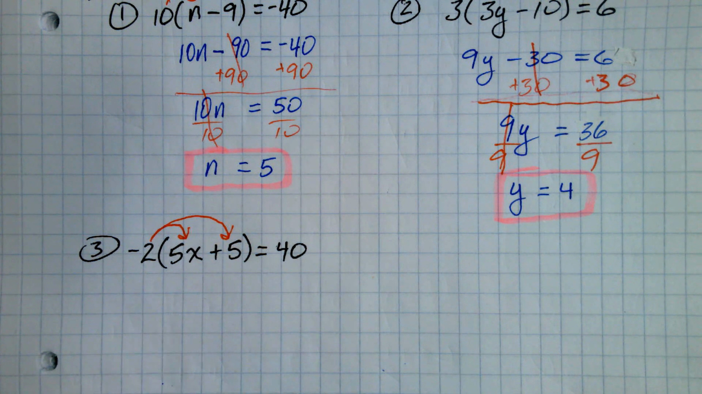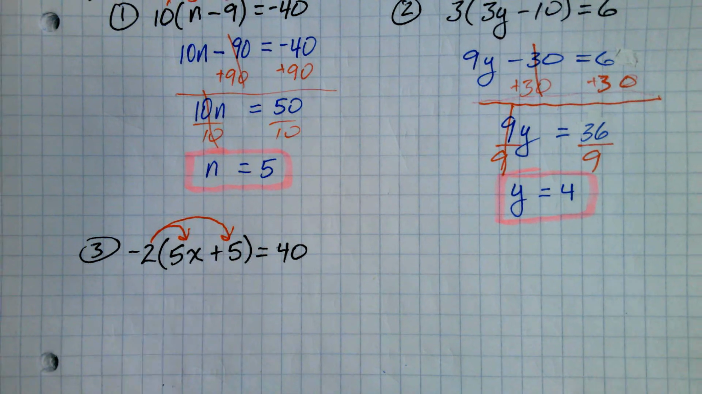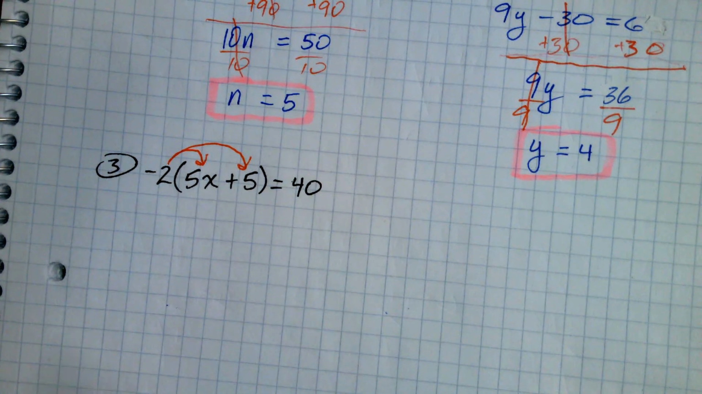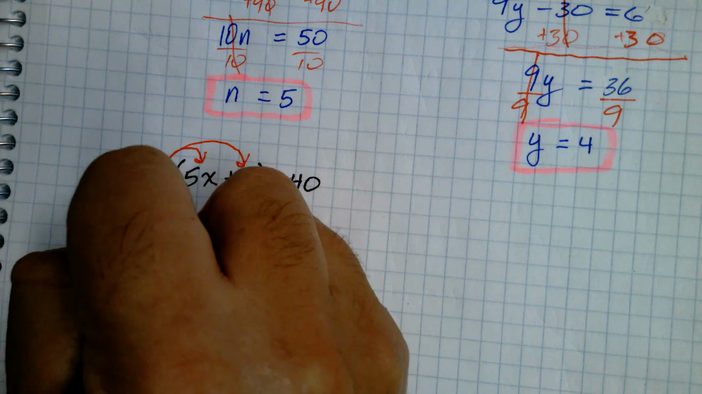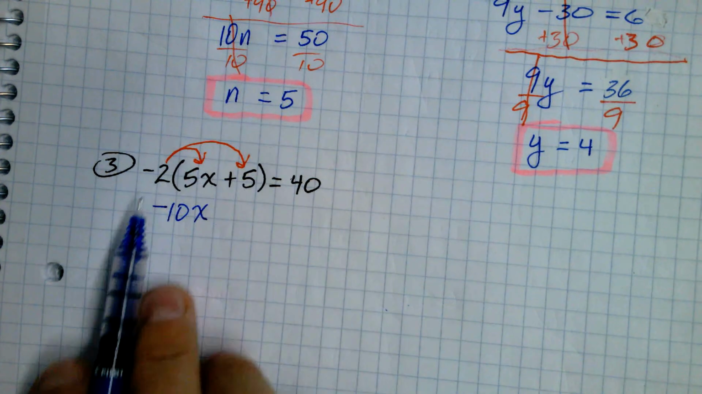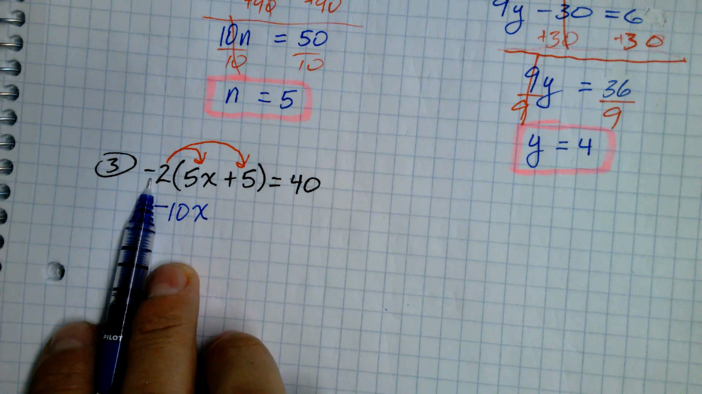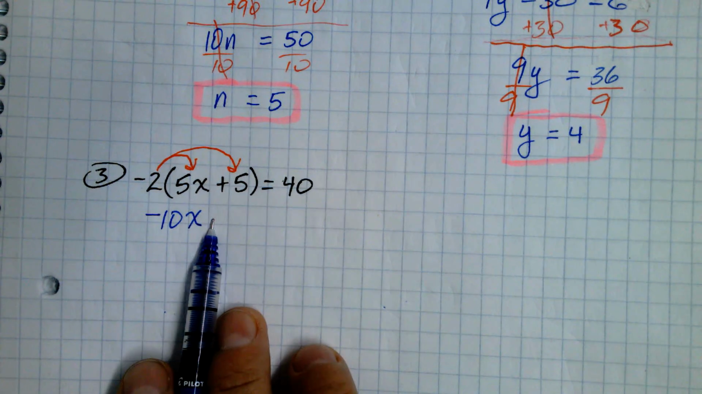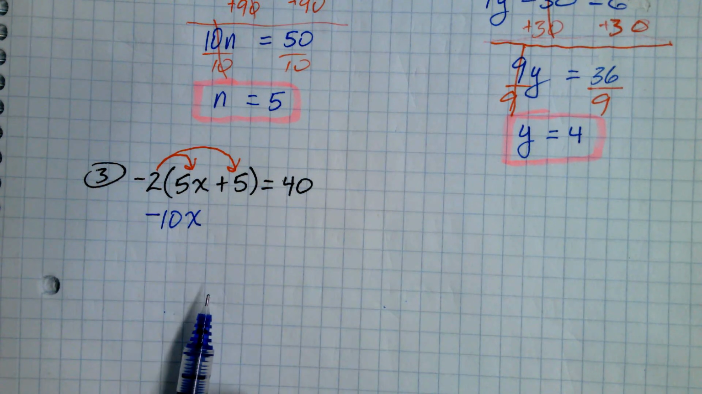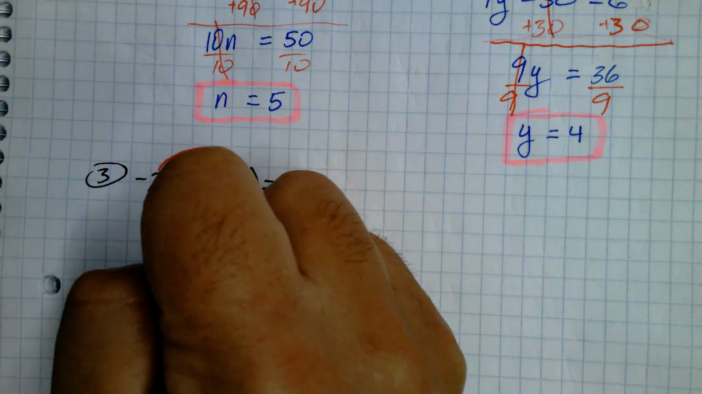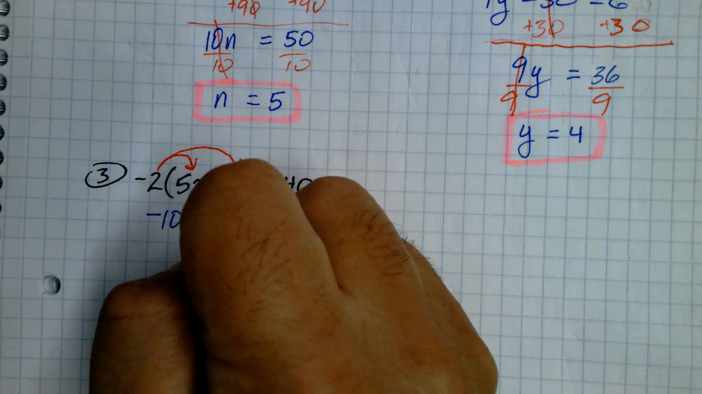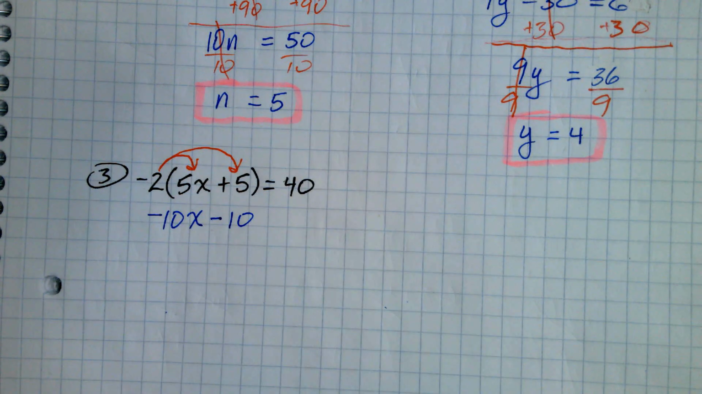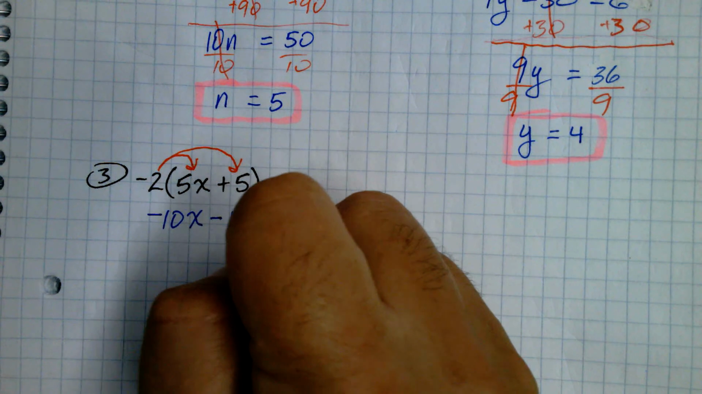And so negative 2, we multiply it with 5x. What's negative 2 times 5x going to be? Negative 10x. And we're going to do the same thing again. We're going to multiply negative 2 with plus 5. What's going to happen here when I multiply that? Negative. So I'll put a minus 10. Equals 40.